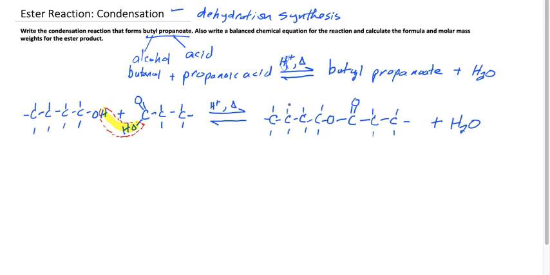So again, all these are hydrogens right here. So this entire thing here is our butyl propanoate, and then right there, there's our ester.